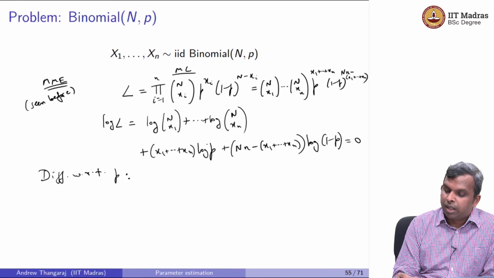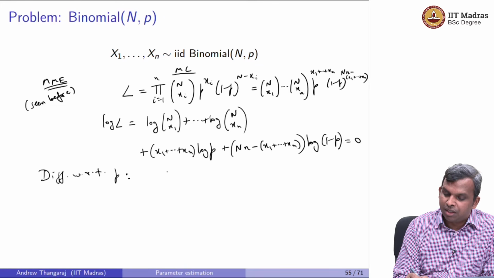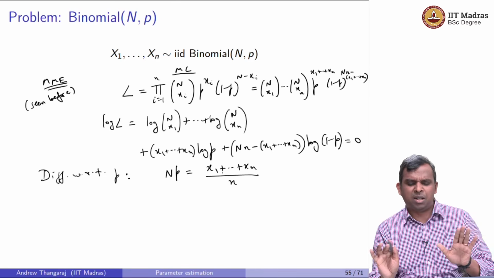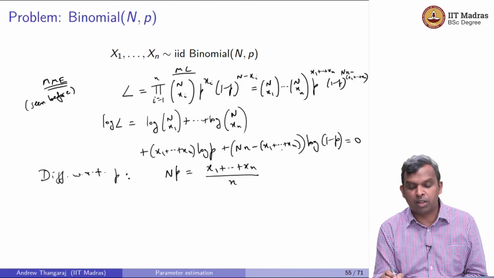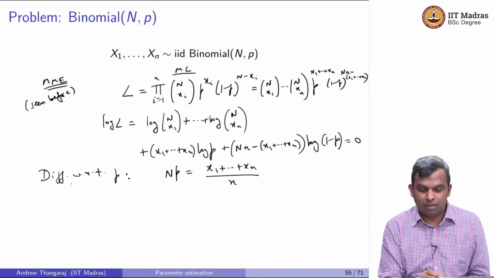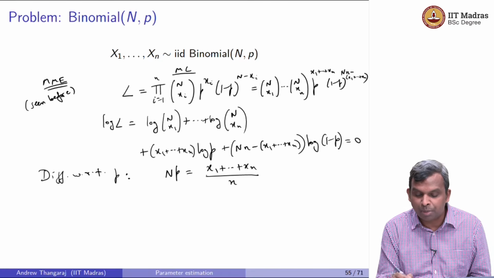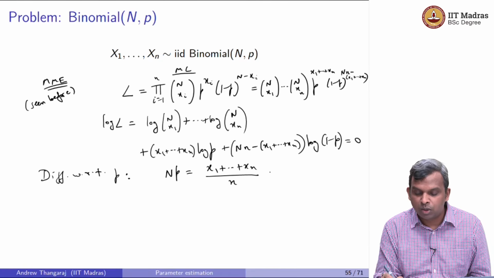You're going to get 1 by p here, 1 by 1 minus p here, so you write it down. You will get this equation that np equals x1 plus through xn divided by n. I'm doing a lot of simplification in my head: differentiating, equating it to 0, and then simplifying to get this. So this is actually an expected result, right? The sample mean is n times p. So this is one equation.